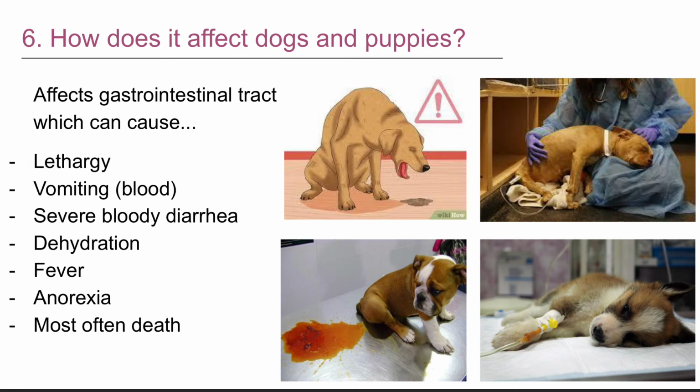Now we will talk about how this affects dogs and puppies. This can affect dogs and puppies in such horrible ways. As said in the beginning, it affects the gastrointestinal tract. This can cause lethargy, vomiting blood, severe bloody diarrhea, dehydration, fever, anorexia, and most often, death.